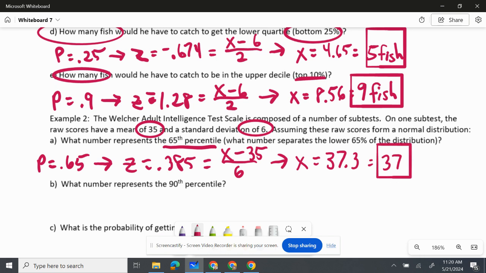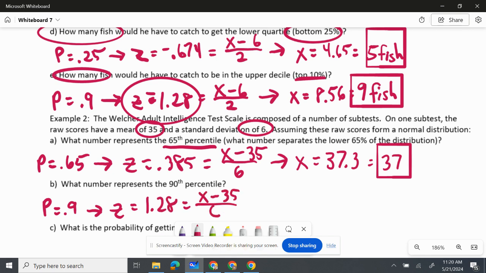Now, what number represents the 90th percentile? And that right there, we already did 90%. It was the 1.28, so probability is 0.9 again, and that means the z-value is 1.28 equals x minus the mean divided by the standard deviation. And so x is equal to 42.6, which is a score of 43.